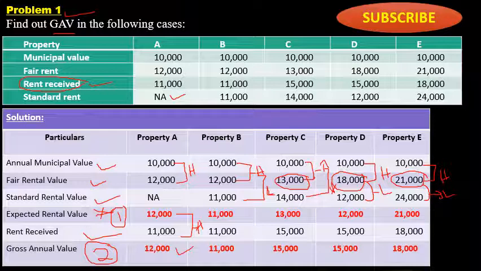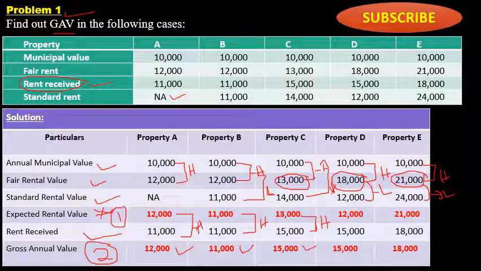So therefore 12,000 is the gross annual value in case of property A. 12,000 or 11,000, whichever is highest, 12,000 is highest. And in case of property B, 11,000 or 11,000, whichever is highest, both the values are same. So therefore 11,000 itself is the gross annual value. And property C, 13,000 is expected rental value and rent received is 15,000, whichever is the highest, higher is 15,000. So 15,000 is the gross annual value. And in case of property D, 12,000 or 15,000, whichever is the highest is 15,000. So 15,000 is the gross annual value.